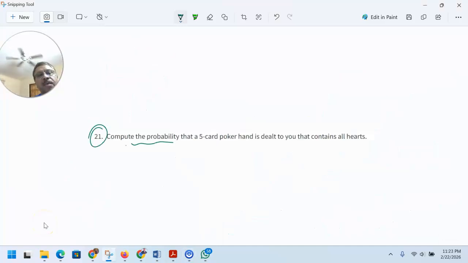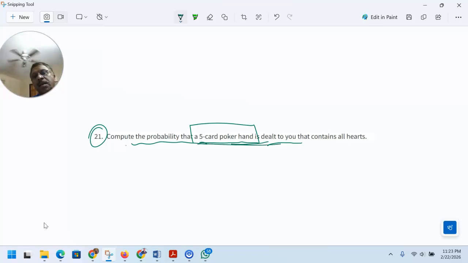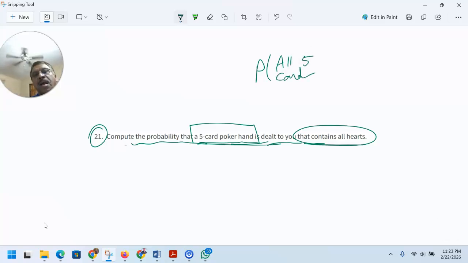Question number 21. Compute the probability that when you play a five-card poker hand dealt to you, the hand contains all hearts. That means the probability that all five cards are hearts.